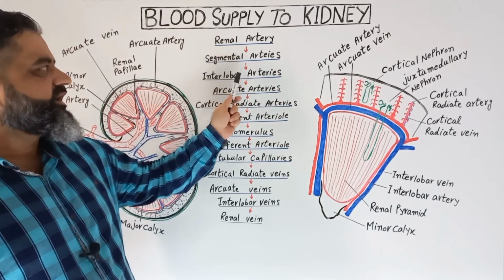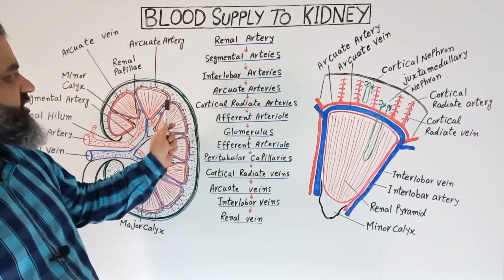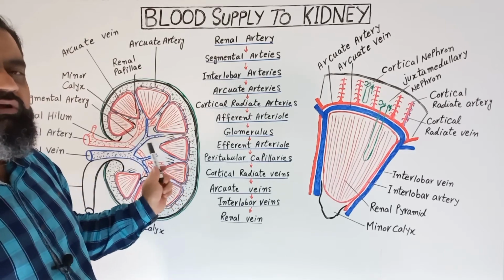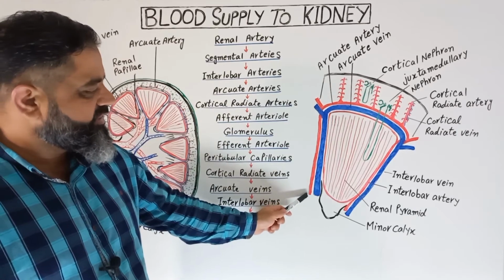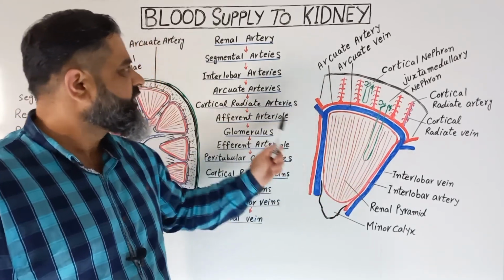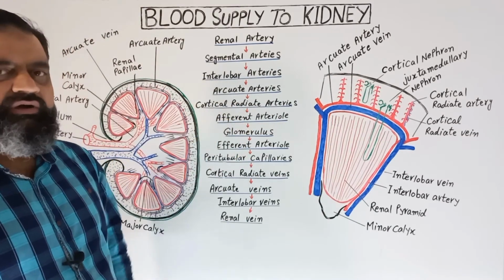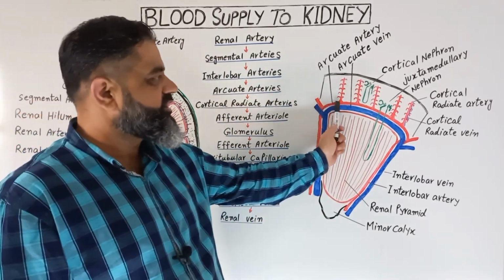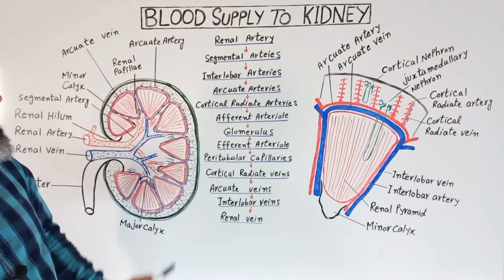Segmental arteries divide and subdivide into interlobular arteries. Interlobular arteries reach into the medulla region between the renal pyramids. As you can see right over here, this is interlobular artery, and right over here, interlobular artery. Interlobular arteries then divide into arcuate arteries. As you can see right over here, this is arcuate artery, and over here you can also see arcuate arteries.